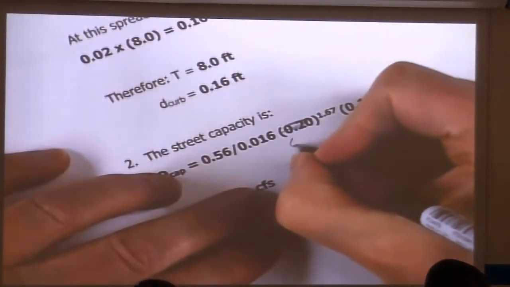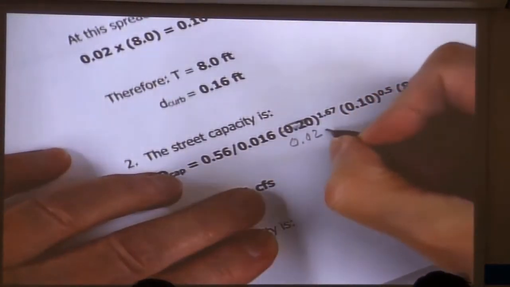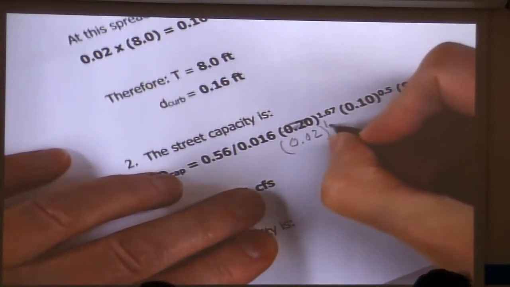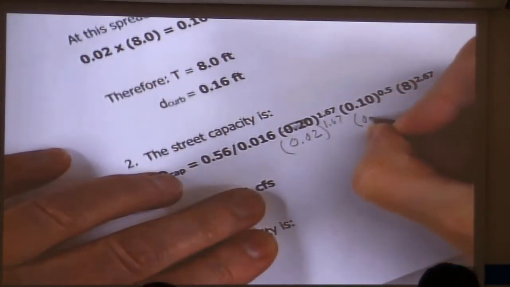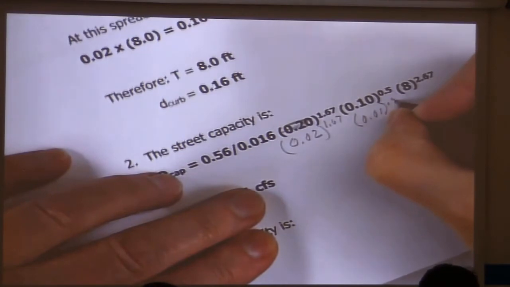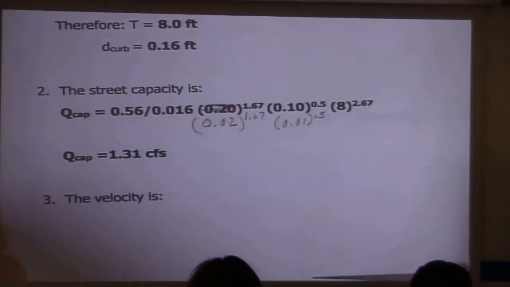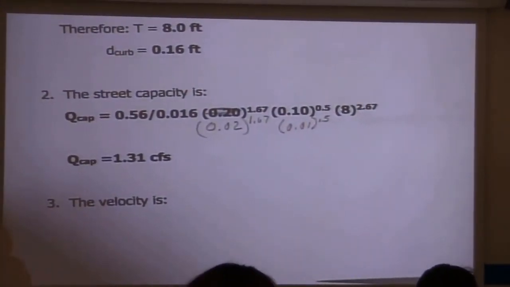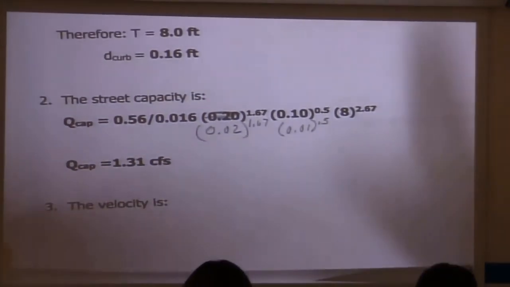Like I was telling somebody else, we put these slides together real fast. That's what it should be. So you get a Q of 1.31 CFS.